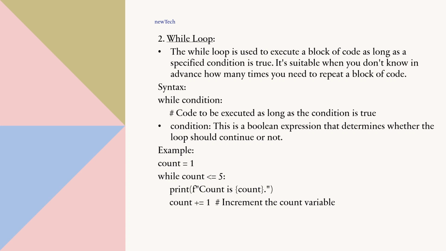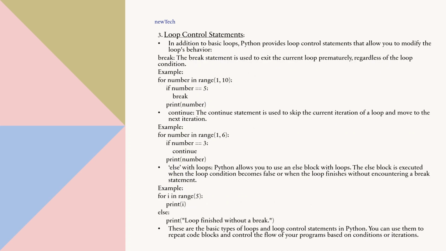Example: count = 1; while count <= 5: print(f"Count is {count}"); count += 1, with a comment: increment the count variable. Loop control statements.